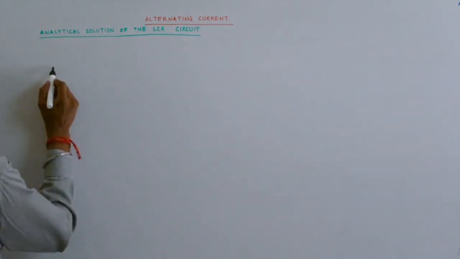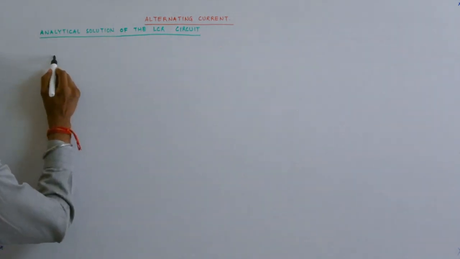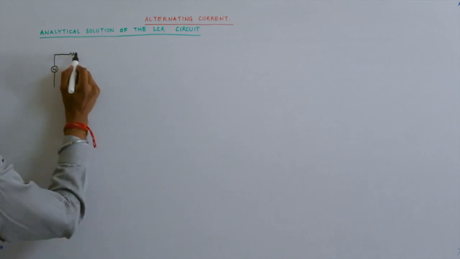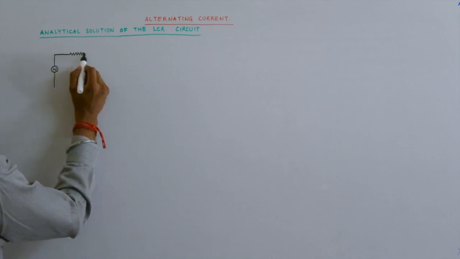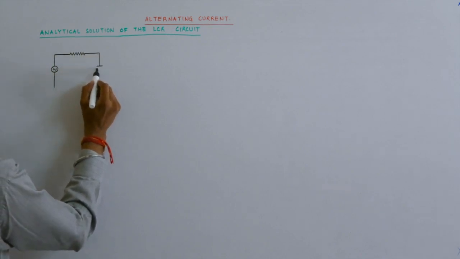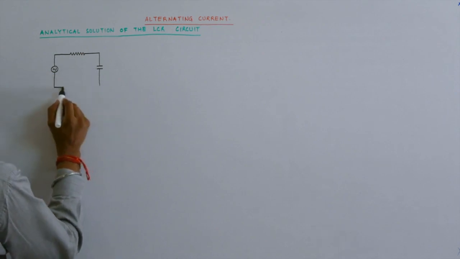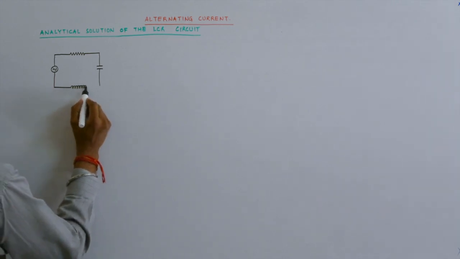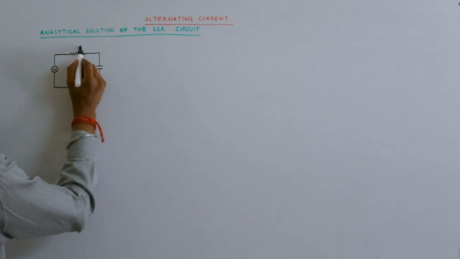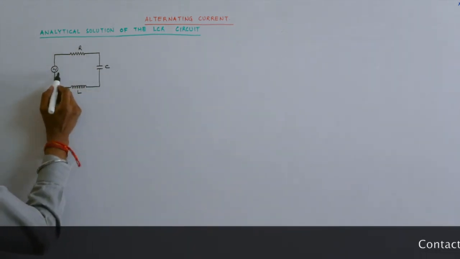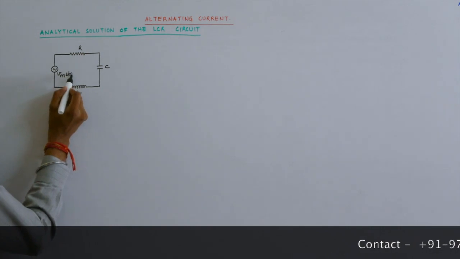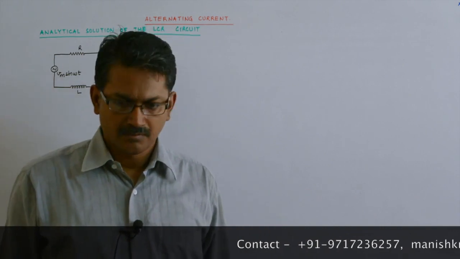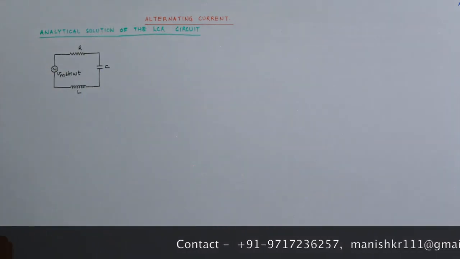Let me again draw that circuit diagram, and this is R and this is C and this is L. This is R, this is C, this is L, and this is, as usual, Vm sine omega t. Okay, this is Vm sine omega t.